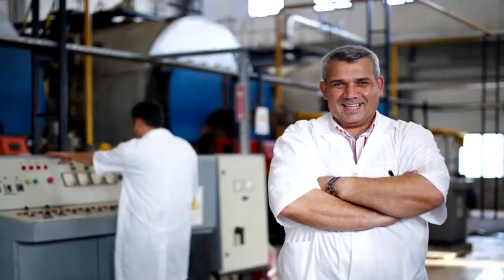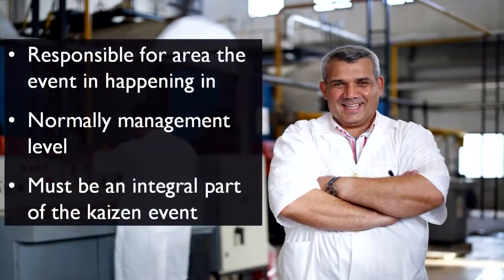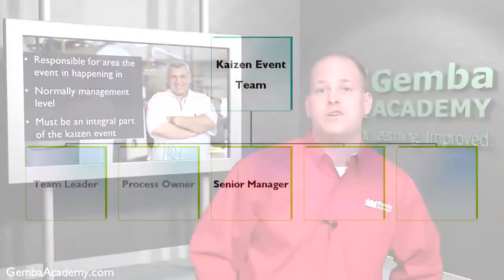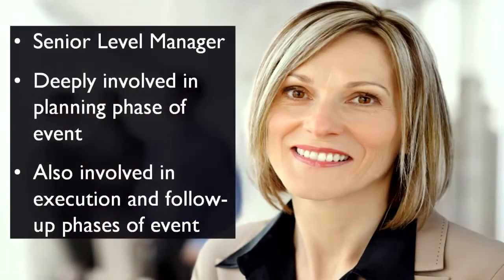The next role is the process owner. This is a person responsible for the area the event is scheduled in. This might be the production manager in a factory or a nurse responsible for that section of the hospital. No matter who the process owner is, they must be an integral part of the Kaizen event. Next, the senior manager of the facility must also be involved in the planning and execution of the event. This might be the general manager of the facility or the senior vice president of the office. Again, like the process owner, this senior leader must be involved in the planning and execution of the event.